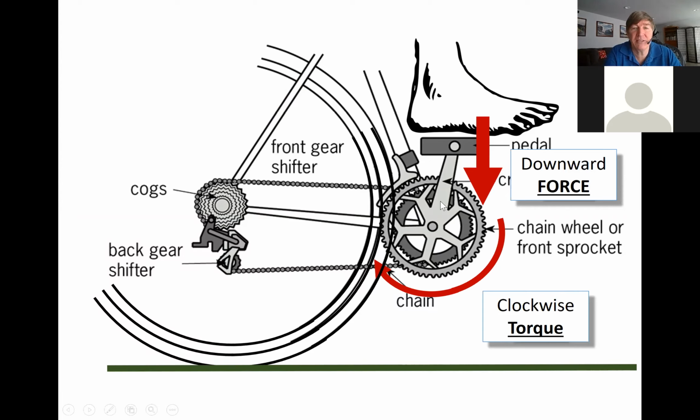One of the things that it depends on is how long the pedal arm is. The distance from the pivot point right here, the shaft, the axle, to where the pedal is, that distance affects the amount of torque you're going to have. So if you have a longer pedal arm, you're going to be able to get more torque by using the exact same force.